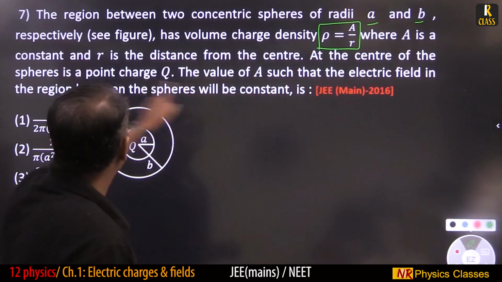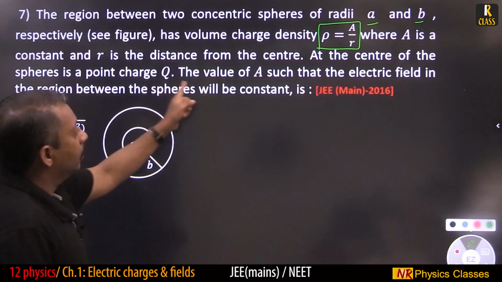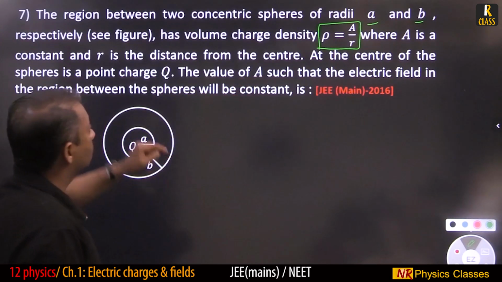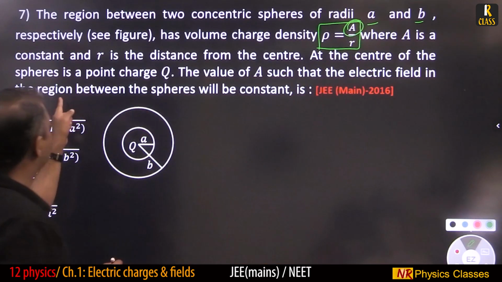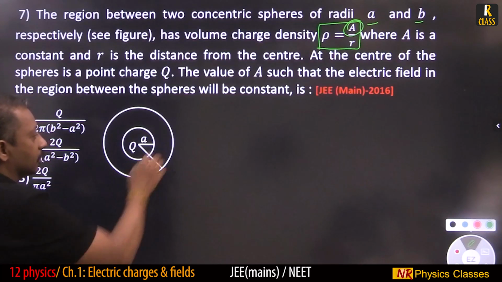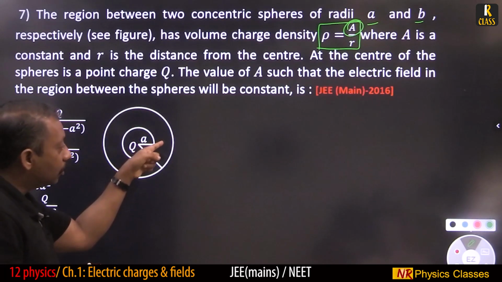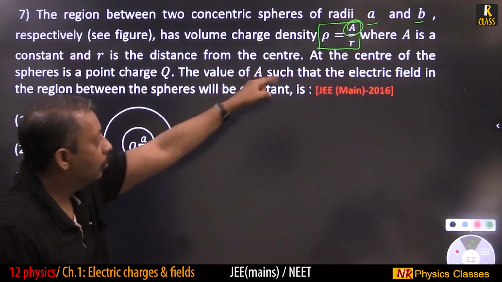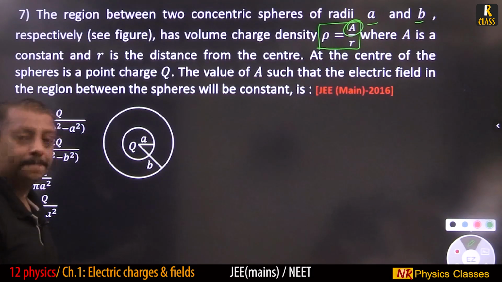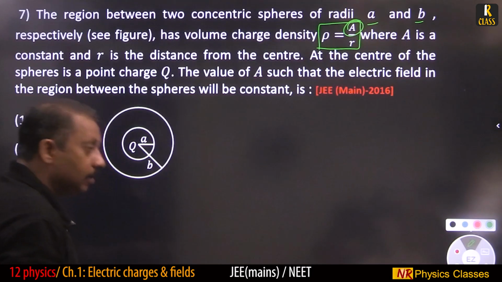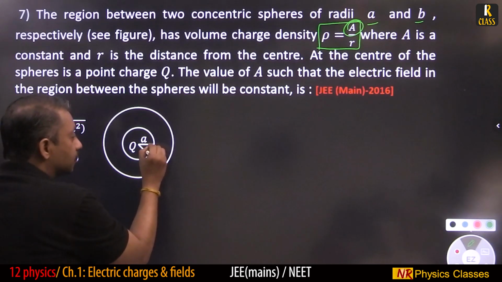Now, at the center of this sphere, there is a charge. The value of A, this A, is such that the electric field in the region between the spheres is constant. In this region, it is constant. The electric field is not constant because of rho, but because of Q, that electric field is constant. Okay. Now, let us understand step by step. Consider this point.